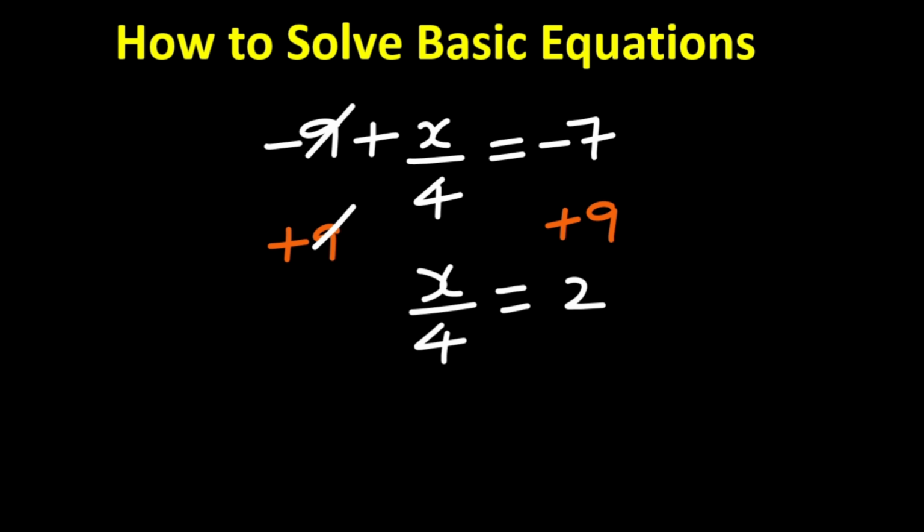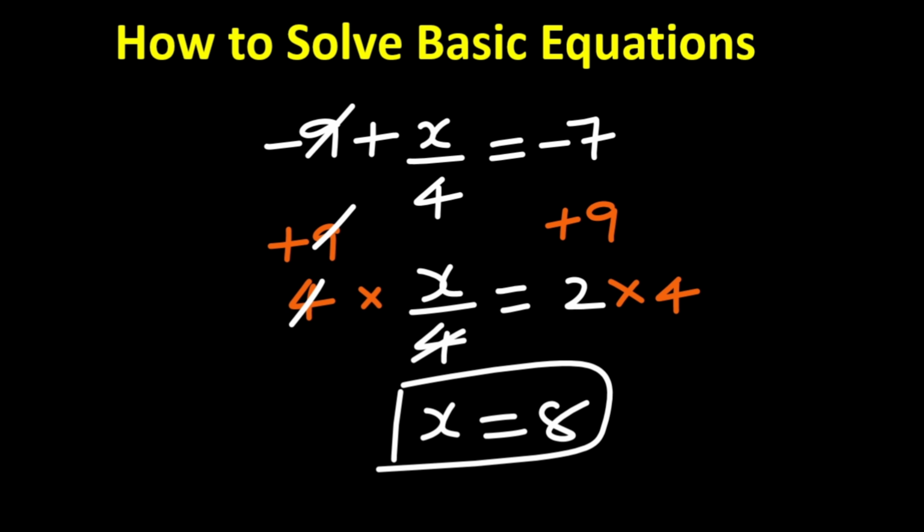Now, in solving for x, as it is divided by 4, we do the opposite operation. So multiplication, multiply by the same number on both sides. So we can cancel out 4. We have x equals 2 times 4, 8. So the answer is x equals 8.